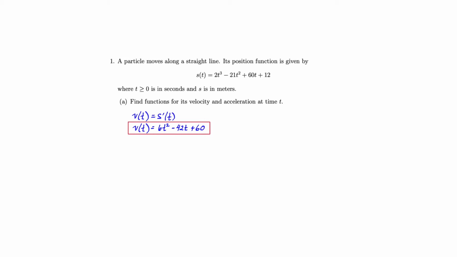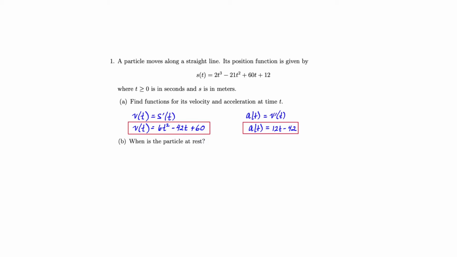So the acceleration, remember, is the rate of change of the velocity. So that's going to be the first derivative of the velocity function, or the second derivative of the position function. So acceleration at time t is the first derivative of v of t, so it's 12t minus 42.